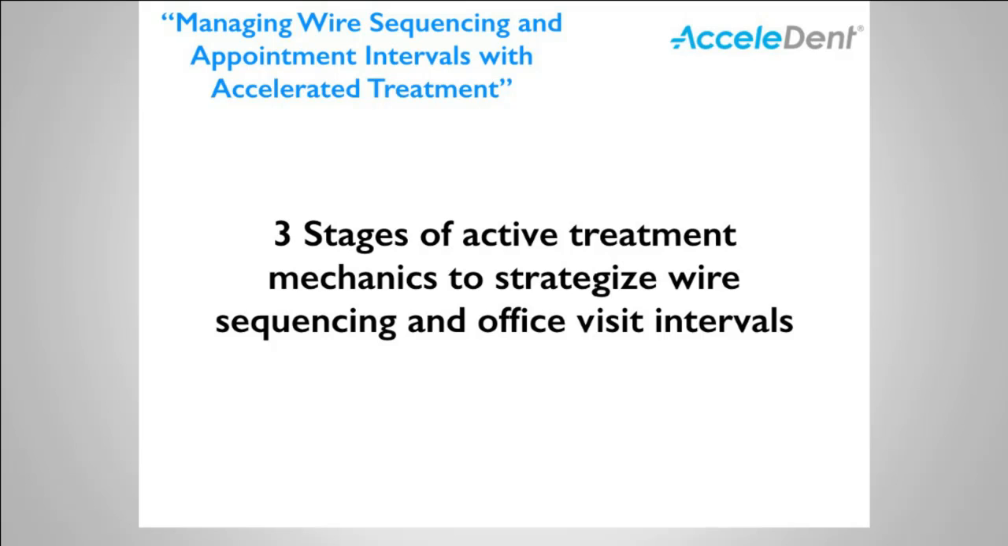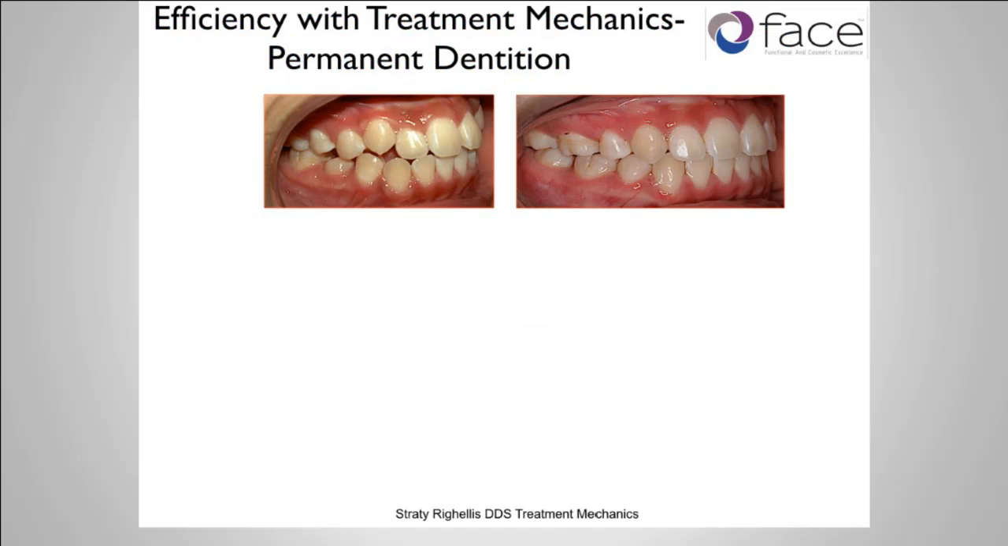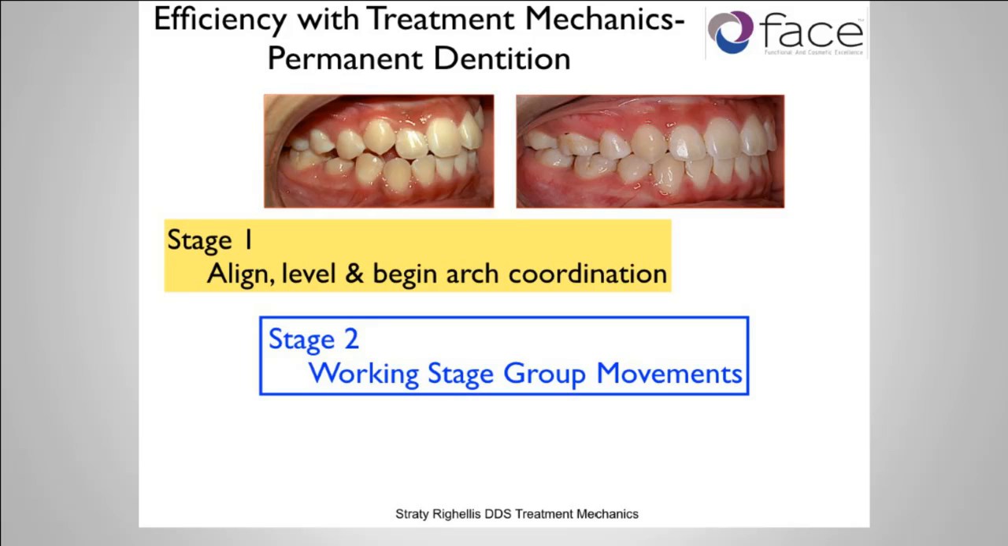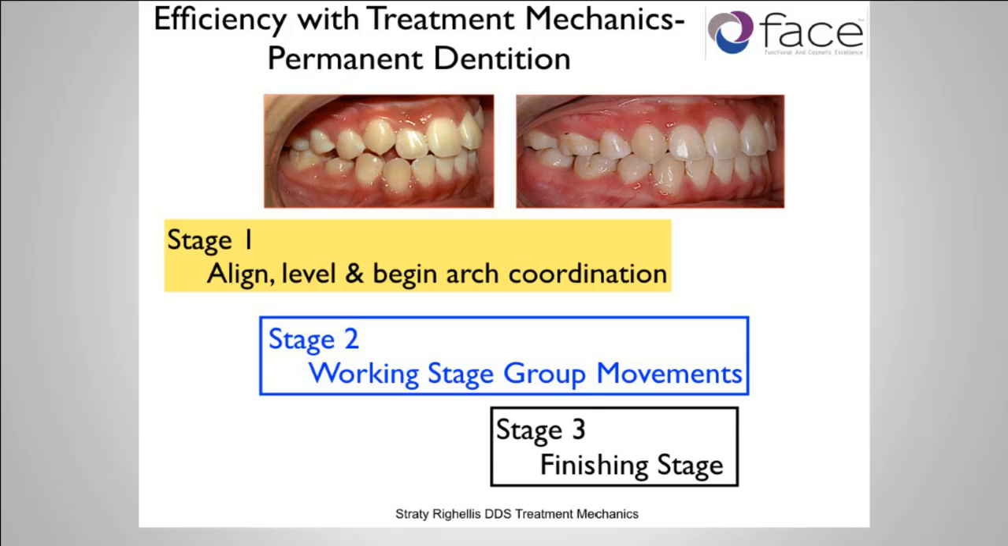What I'm now going to do is show you the 3 stages of active treatment and the mechanics that we are using. 3 stages. Stage 1 is align, level, and begin arch coordination. Stage 2 is the working stage. This is where we're doing AP movements, transverse movements, vertical movements. And stage 3 is the classic finishing stage, or detailing.